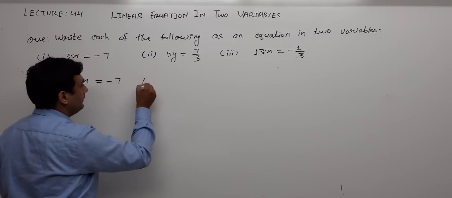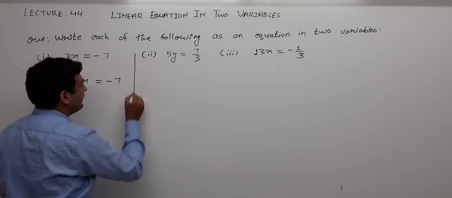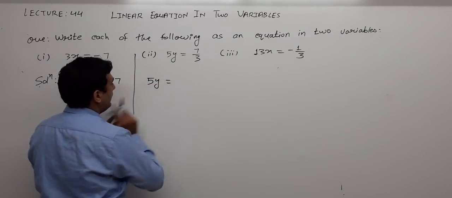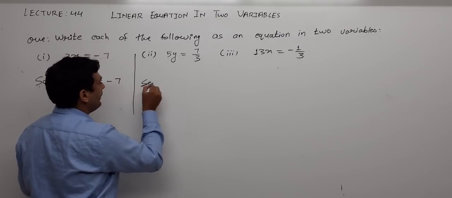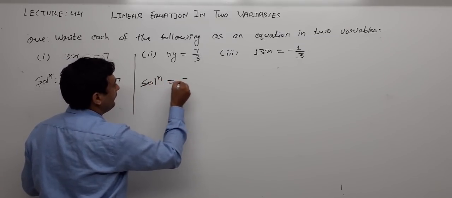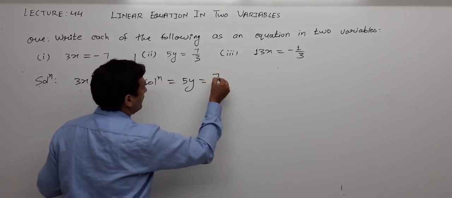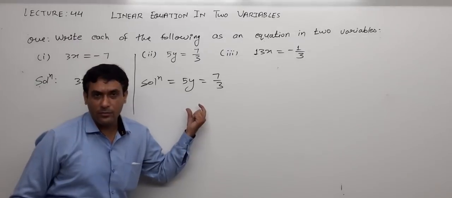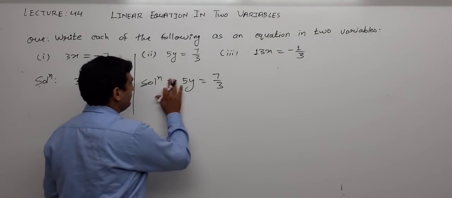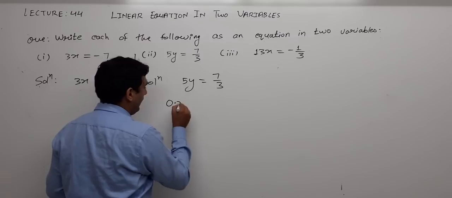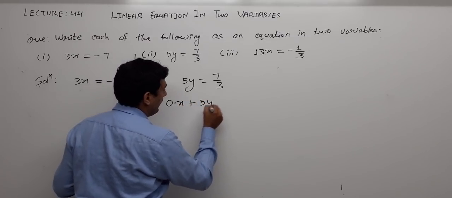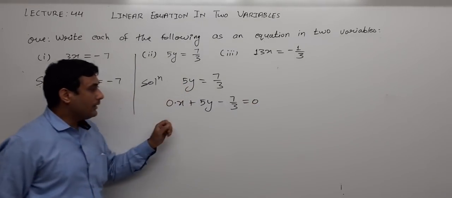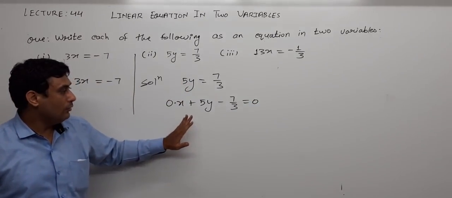Okay. Now here's the solution of the second one. It is given 5y is equal to 7 by 3. So again, now here you can see x is not there. So I will write 0 into x plus 5y minus 7 by 3 is equal to 0. Okay, so this is the linear equation in two variables.